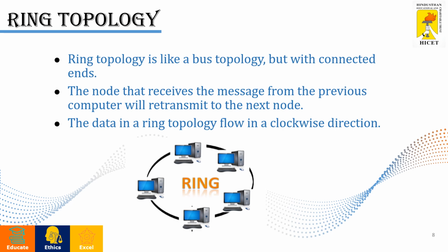The data flows in a single loop continuously, known as an endless loop. It has no terminated ends. In a ring topology, each node is connected to the other node with no termination point. So, the data in the ring topology flows in a clockwise direction.